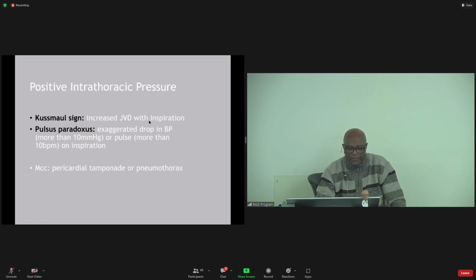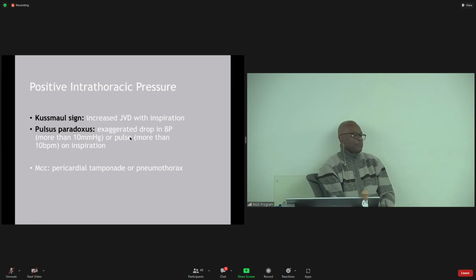Kussmaul sign, increased JV during inspiration. Pulsus paradoxus, an exaggerated drop in blood pressure, usually more than 10 when you breathe in. And notice the two things I gave you before: tamponade, number 1, pneumothorax, number 2. Halima, pericardial tamponade. What's the most common cause of that? Trauma. Again, gunshot wounds, stab wounds, a broken rib that just punctures the heart.